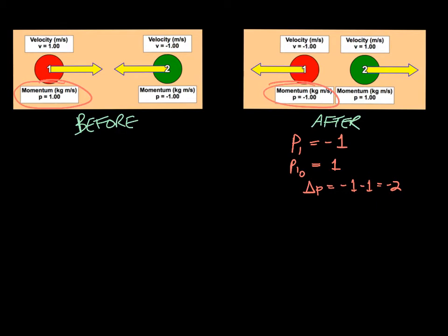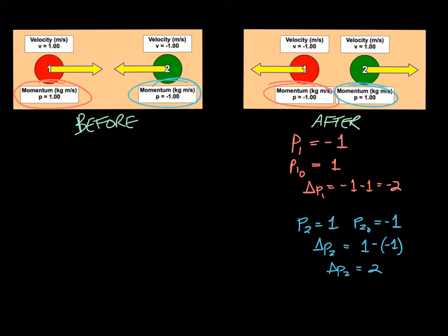The second object had a final momentum of 1, and an initial momentum of -1, and so the change in momentum for object 2 would be 1 minus a -1. Well, that just equals +2.